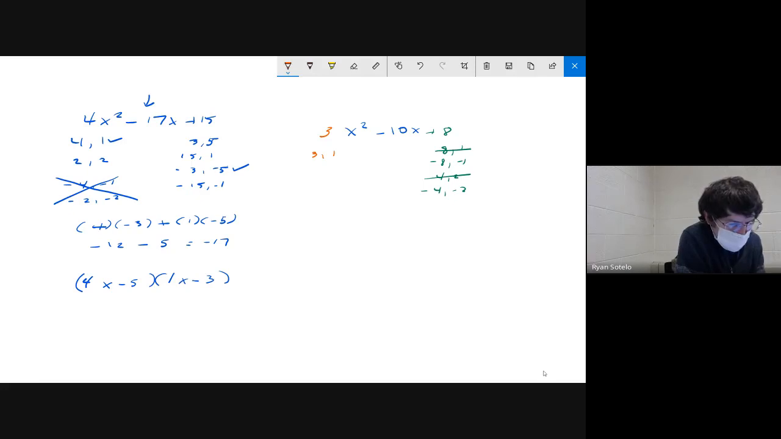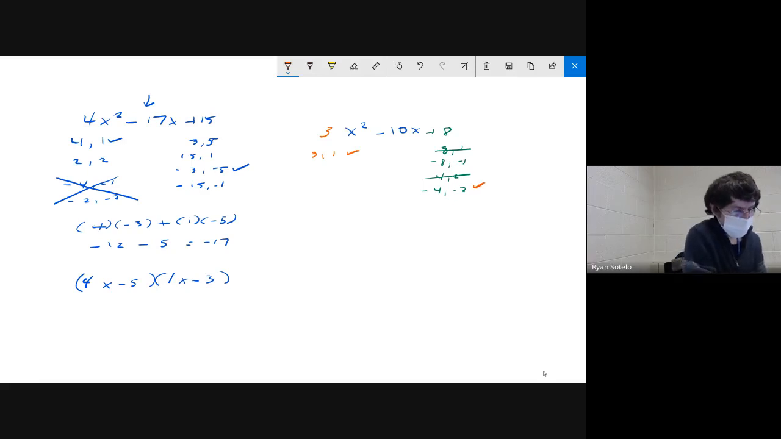I guess it's going to be 3 and negative 2 makes negative 6. And then 1 and negative 4 make negative 4, and negative 6 and negative 4 will make negative 10. So it's tricky. You got to think about it. So it's going to be this one and this one.